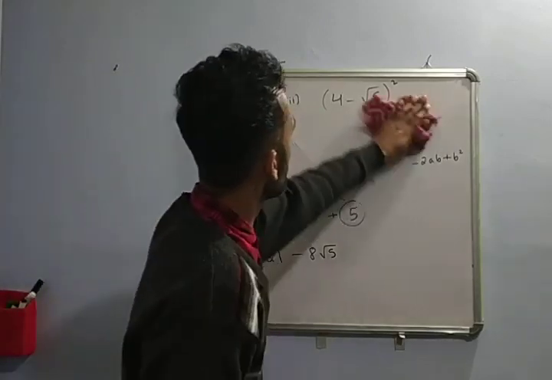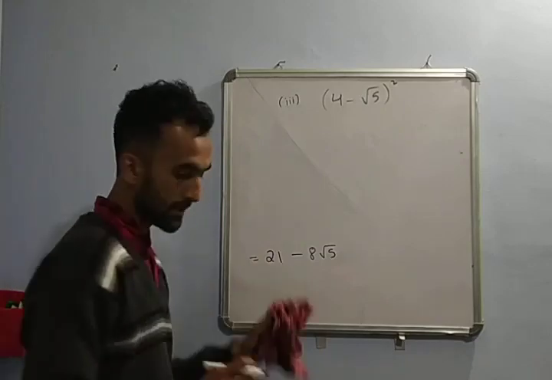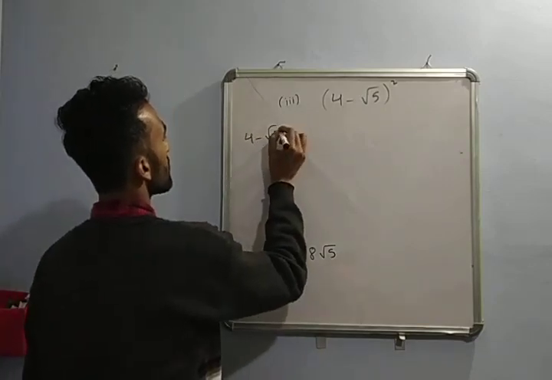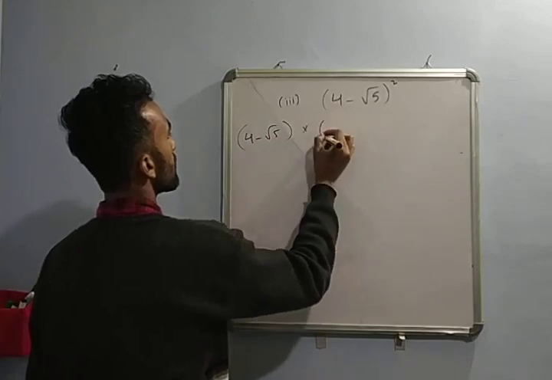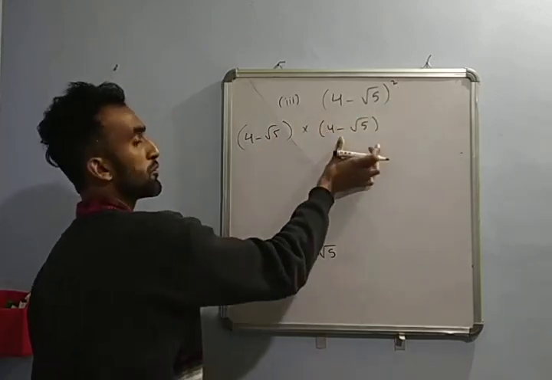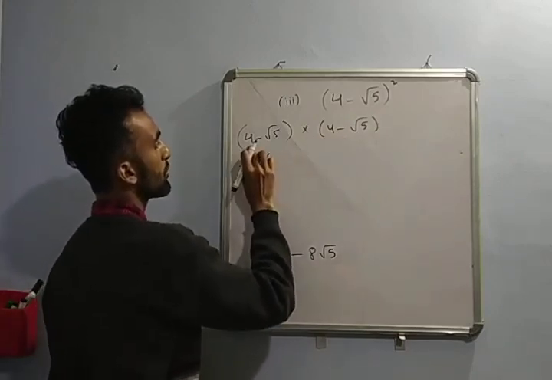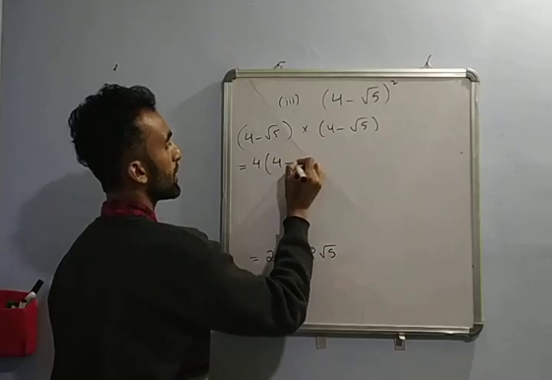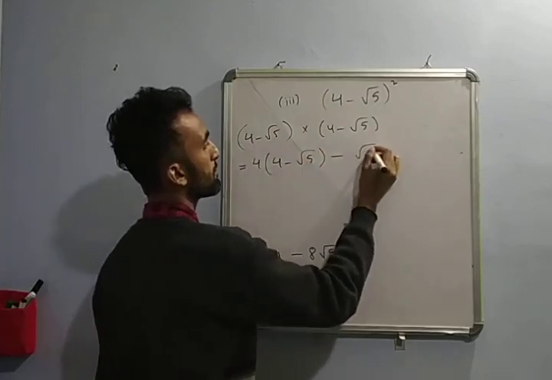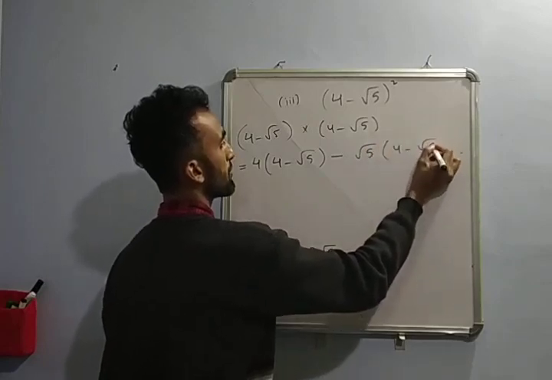Now let me show you that without the identities also you can do it, no problem. So I'm just keeping the answer here. What will I do here? 4 minus root 5 into 4 minus root 5. Why? Because it is a square, and square means it's multiplied 2 times. Now the 4 in the bracket will multiply to both, 4 minus root 5, and the minus root 5 also will multiply to both, minus root 5 in the bracket, 4 minus root 5.